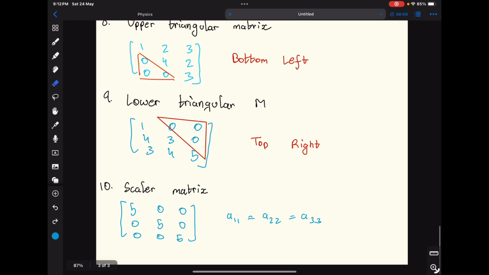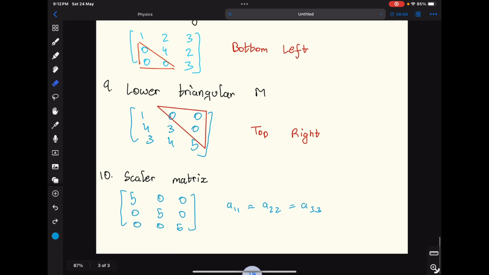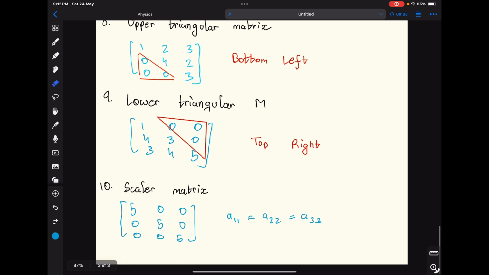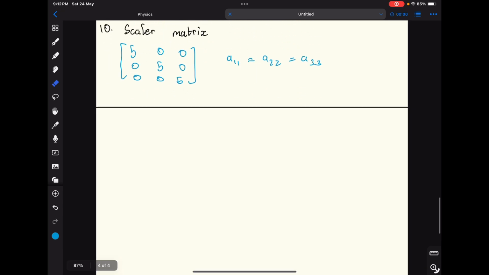Okay, this is the difference between scalar matrix and diagonal matrix. Here all numbers are the same. Remember this part. Next comes identity matrix or unit matrix.